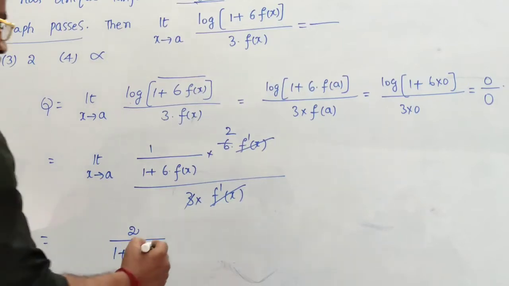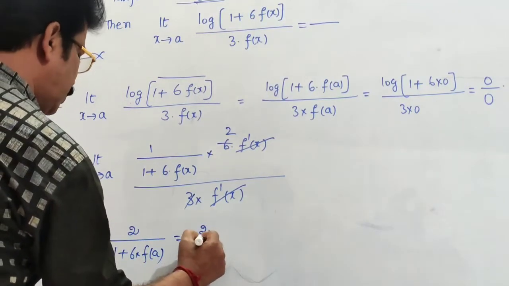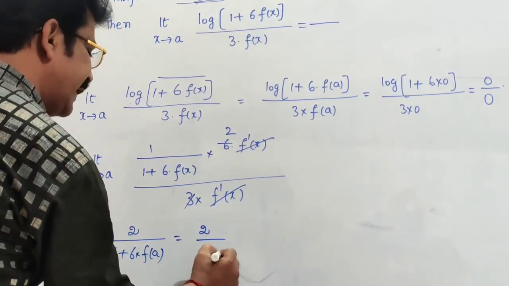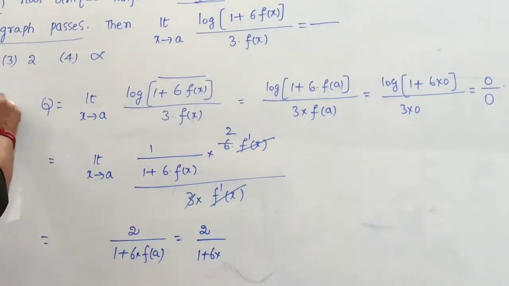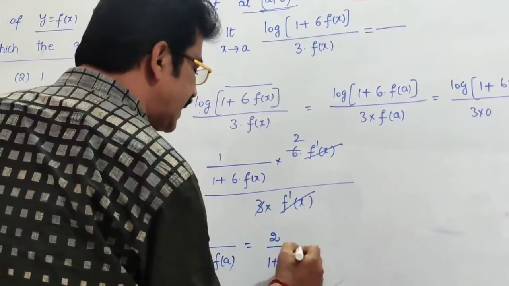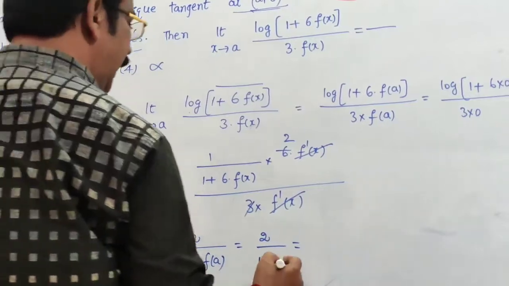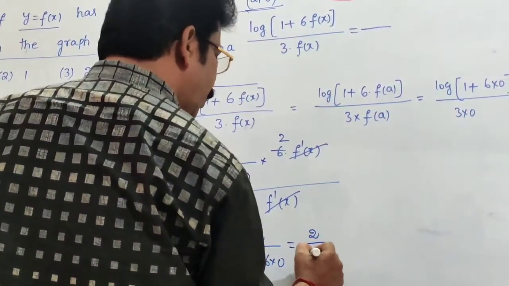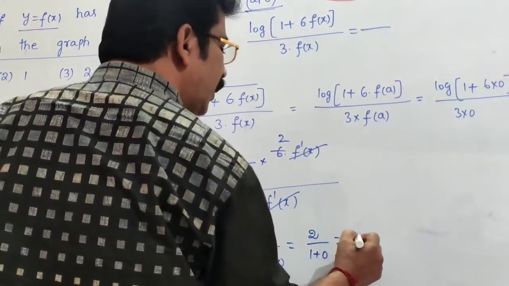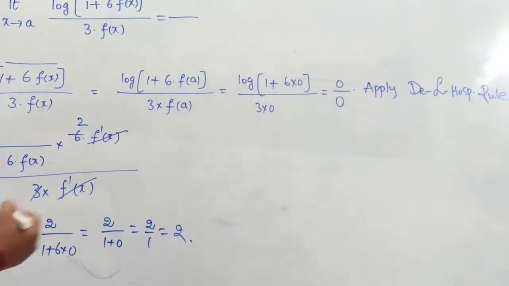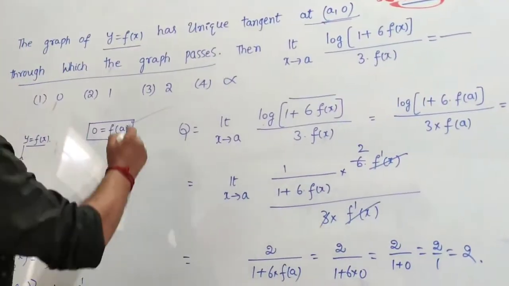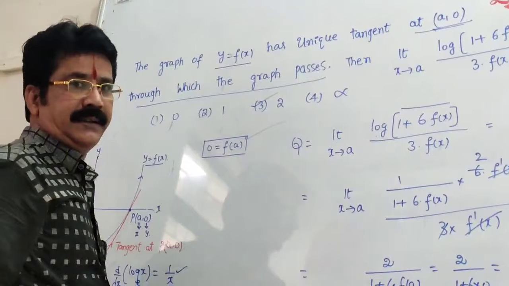That's all. That is equal to 2 by 1 plus 6 into f of a. What is f of a? Already given 0. So that is equal to 2 by 1 plus 0, so 2 by 1, that is equal to 2. Which option is correct? The third option is correct.